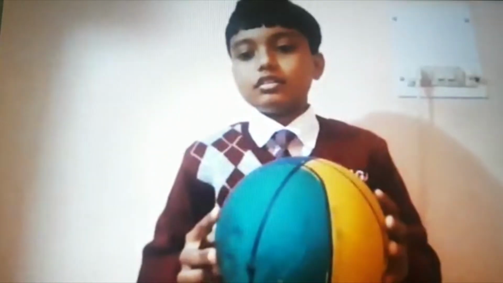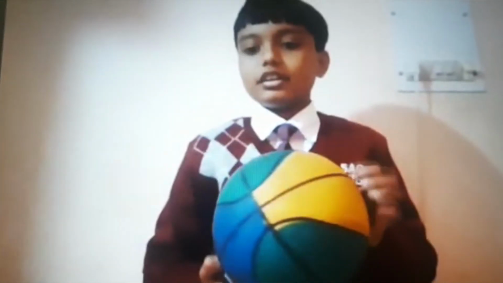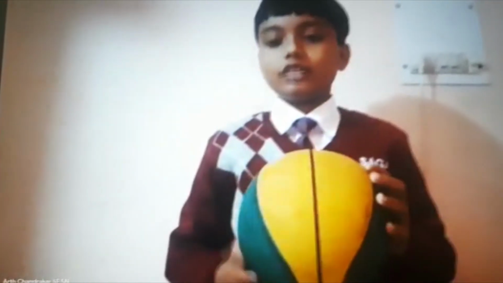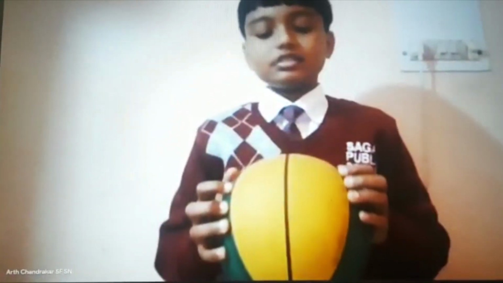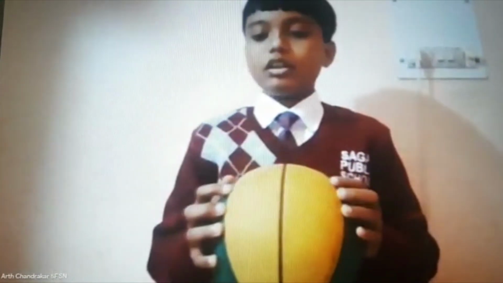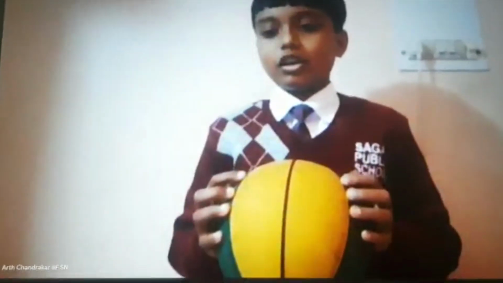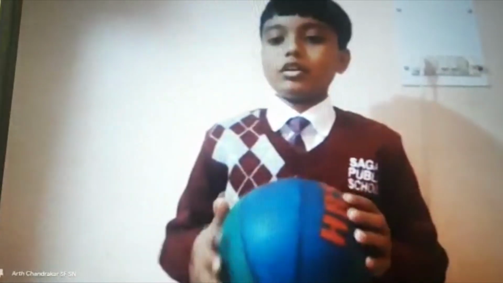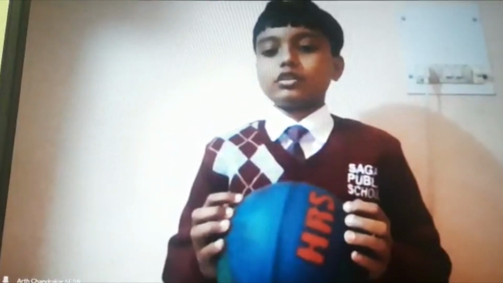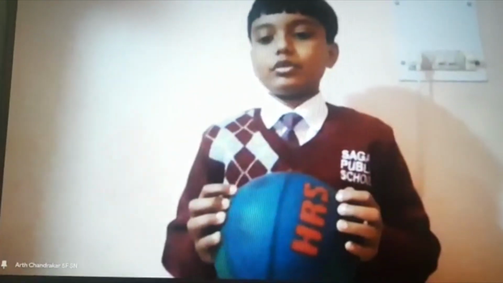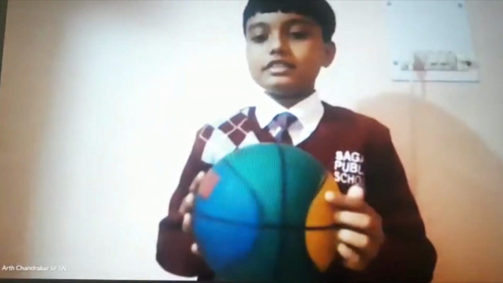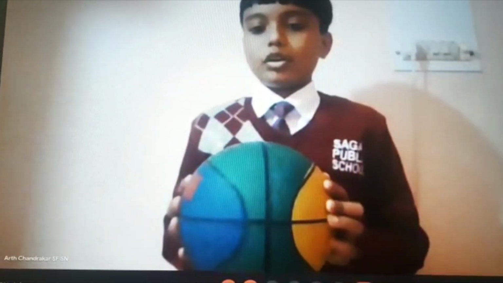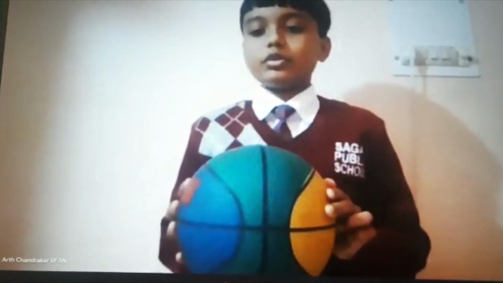Here's a ball, which is a whole. In this ball, the yellow colored part occupies one portion of the ball, so it is 1/4 of the ball. The blue part of the ball also occupies one portion of the ball, or 1/4 of the ball. But the green part of the ball occupies two portions of the ball, which is 2/4 of the ball.